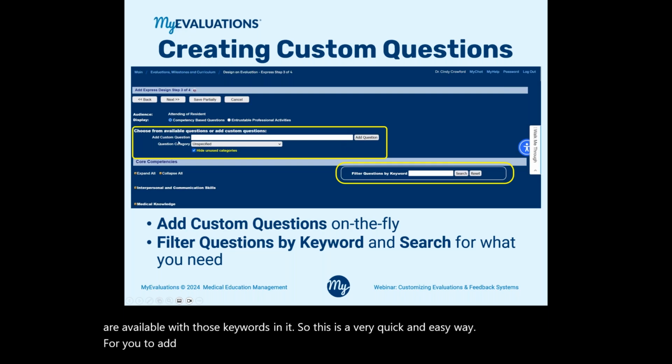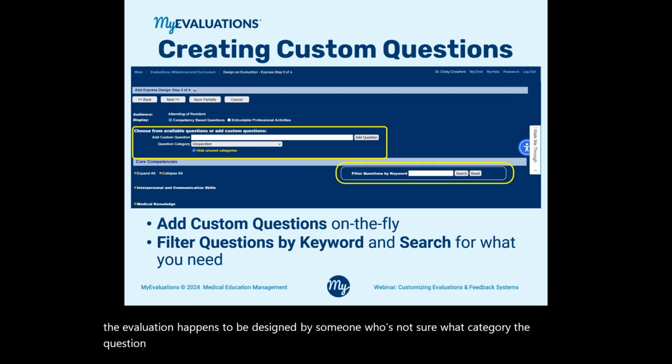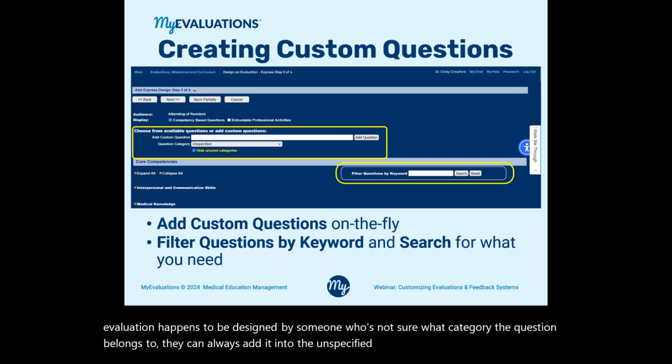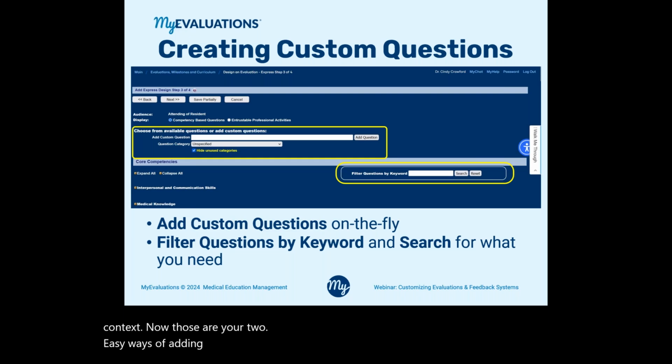Notice that the question category by default is unspecified. So if the evaluation happens to be designed by someone who's not sure what category the question belongs to, they can always add it into the unspecified category, and later on you're able to move that question into the appropriate category. So absolutely no worries in that context. Now, those are your two easy ways of adding questions into your evaluation form.